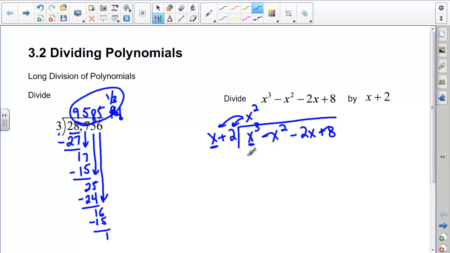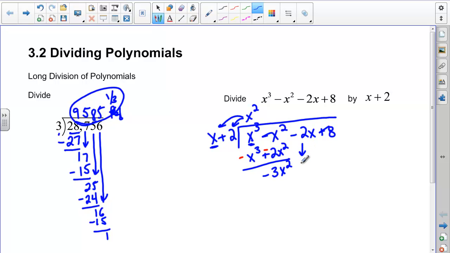So x squared times x is x cubed. X squared times 2 is 2x squared. Now, this is where it gets a little tricky. When we subtract it over here, we're subtracting numbers. That's easy. Now we're subtracting polynomials. And so I'm going to just change my signs and add. And so x cubed and negative x cubed is 0. Negative x squared and negative 2x squared is negative 3x squared.